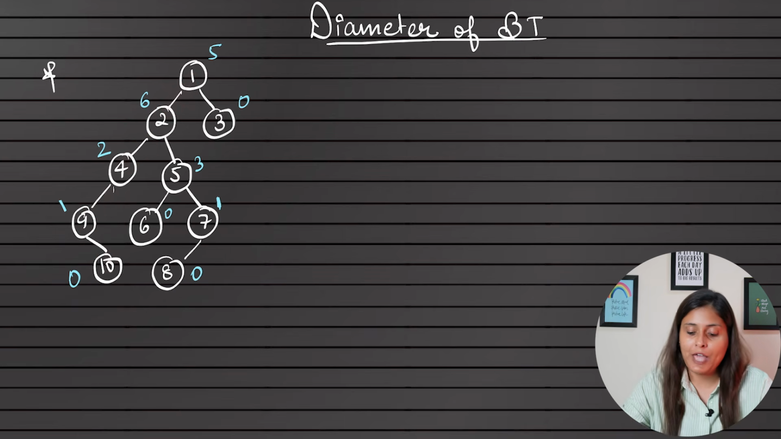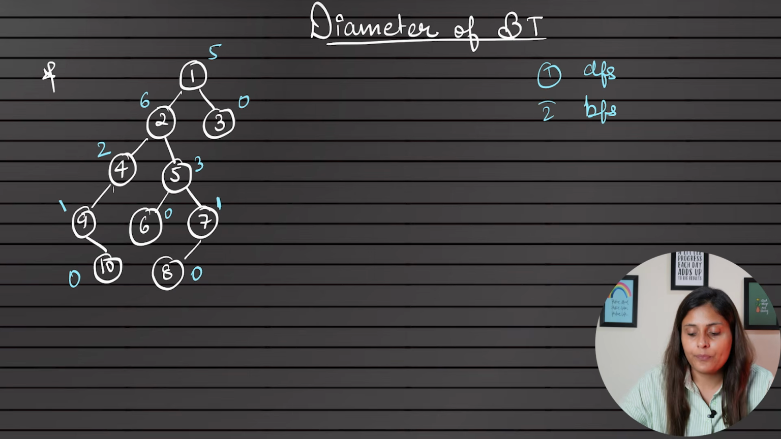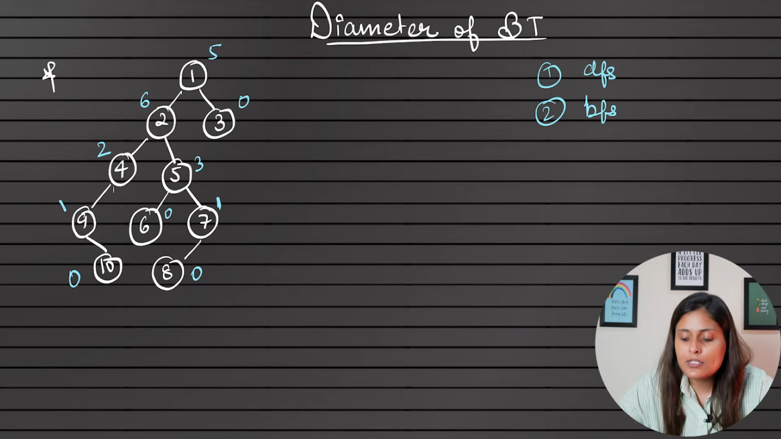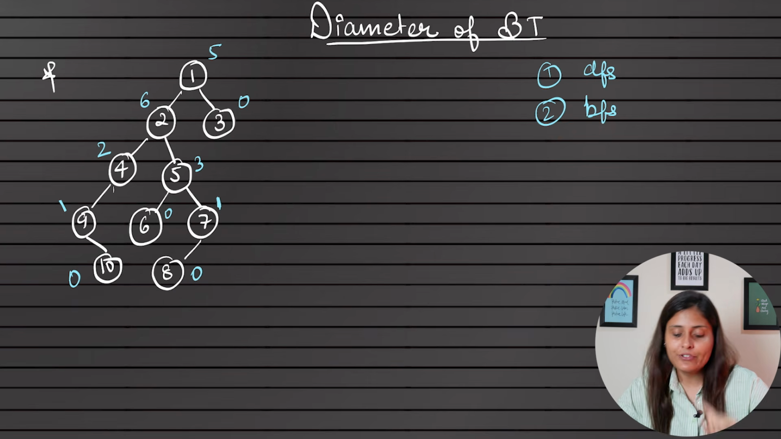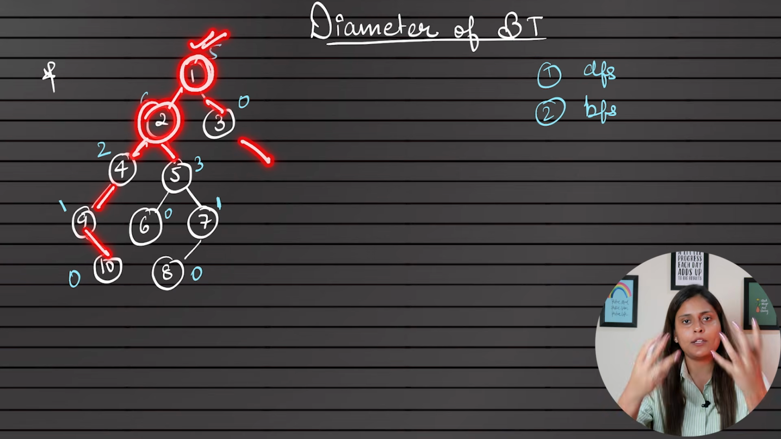We have learned two ways as of now in our previous videos, DFS traversal and BFS traversal. Now let's try to do it with BFS traversal. BFS traversal says, you saw that for every node we have to count the maximum edges, and out of all we have to return the maximum.